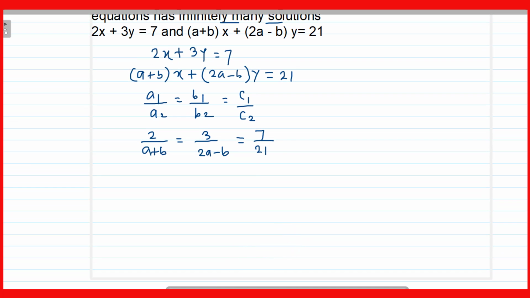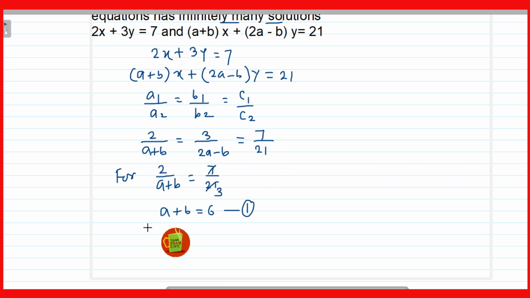Now here we see that this first and third we will equate. So for 2 upon a plus b, that is equal to 7 upon 21. So 7 ones are 7, 7 threes are 21, so 3 twos are 6, and so a plus b is equal to 6. Let this be equation number 1.